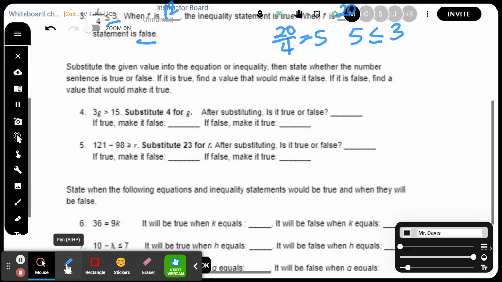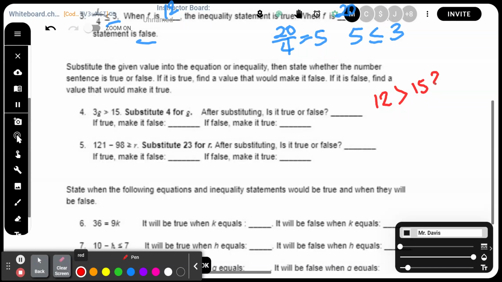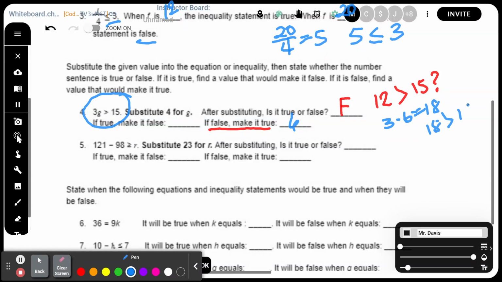All right, looking at number 4, I want you to substitute 4 for g. That means when you see a g, change it to a 4. 3 times 4 is 12. Is 12 greater than 15? That is the question. Hopefully we know that it is not. Therefore, this is false. If it is false, you need to make it true. So I need a number that when I multiply it times 3, I will get something that is greater than 15. I will go with 6, because 3 times 6 is 18, and 18 is greater than 15. So now I've made it true.